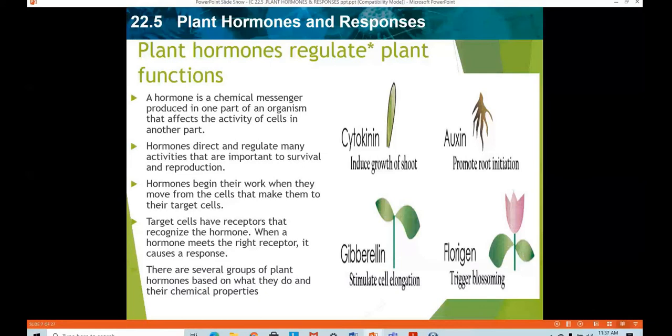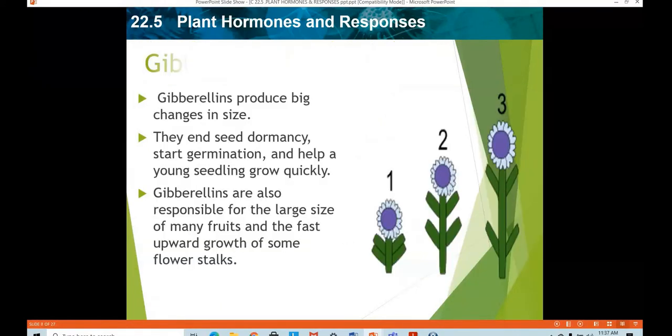Okay, so the various types of plant hormones cause various responses in the plants. They are responsible for the growth, for the increase in height, and also for the production of beautiful flowers and fruits. So these hormones are responsible for the ripening of the fruits, for the various things which take place in the plants. So there are several groups of plant hormones based on what they do and their chemical properties.